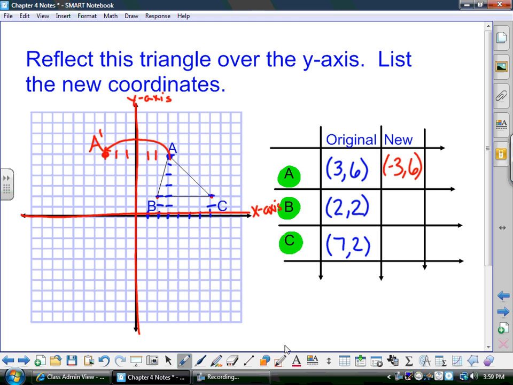We'll do the same thing for point B. For point B, when we reflect it over, it's still going to have the same height, but instead of going 2 units to the right, we're going to go 2 units to the left. The new point B ends up right there, and it has coordinates -2 comma 2.